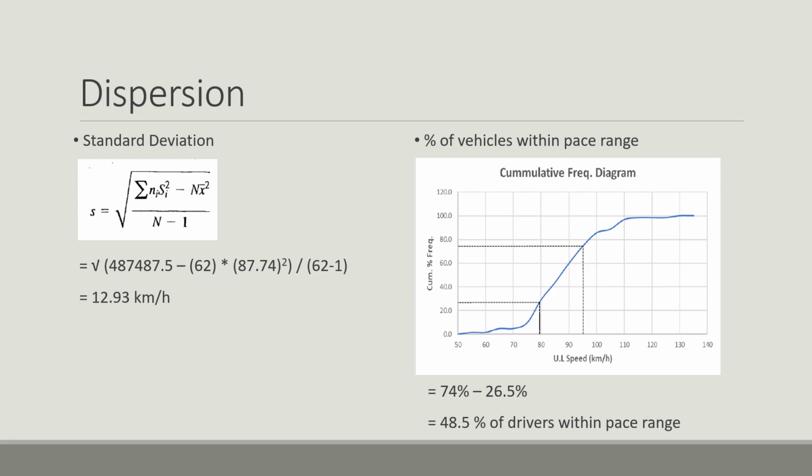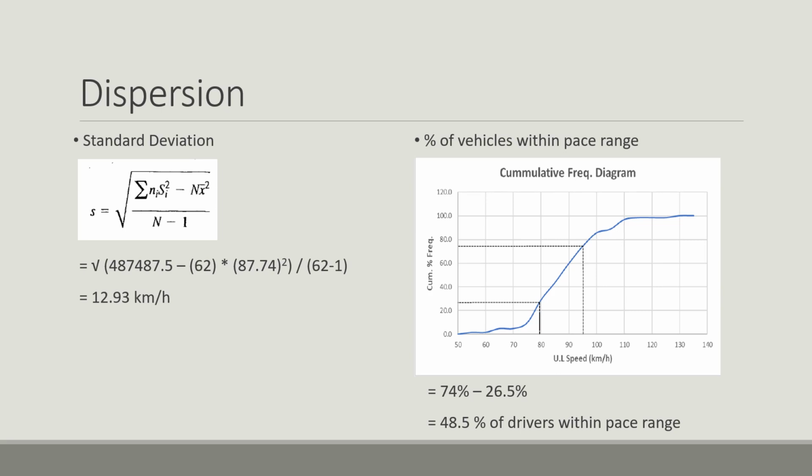So here's the formula for standard deviation, and the values are taken from the frequency distribution table. As shown, we found it to be 12.93 km per hour. For the percentage of vehicles within the base range, we will use cumulative frequency distribution curves as shown.